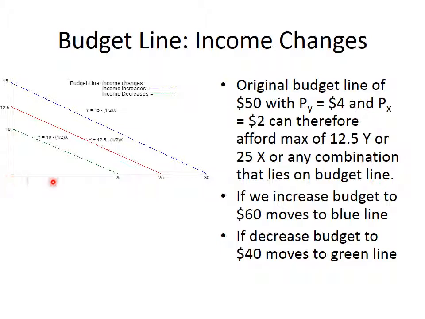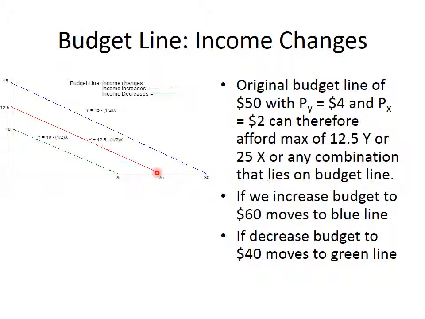Or alternatively, I could spend all my $50 on X. X is $2 a throw, so I could buy 25 of them. Now, if I bought 25 of them, I couldn't buy any Ys at all. Or for my $50, I can buy any combination along this line.